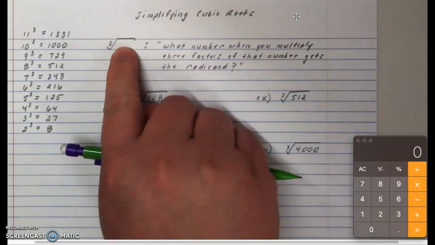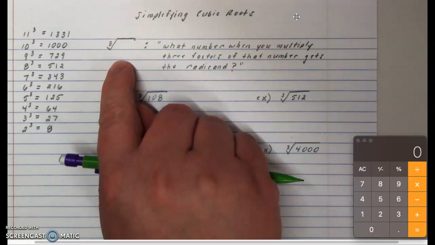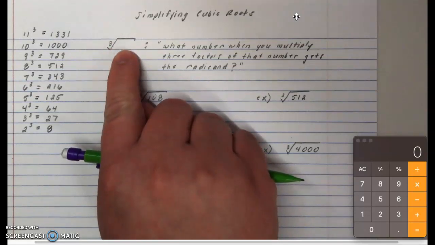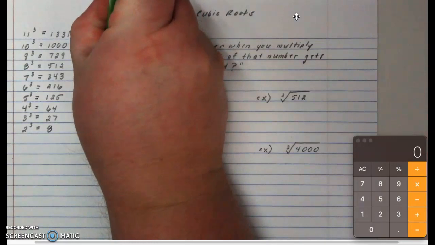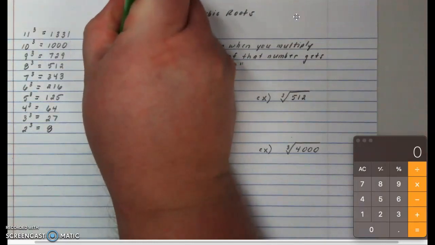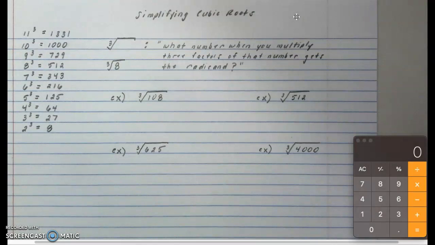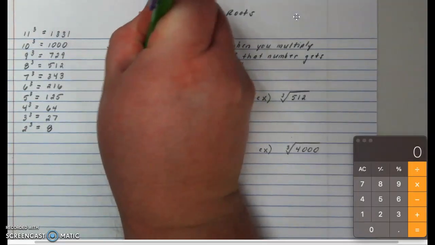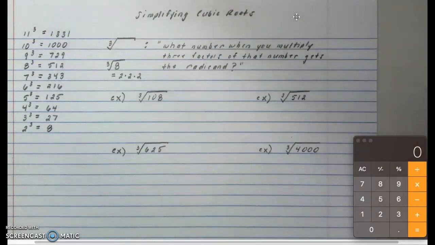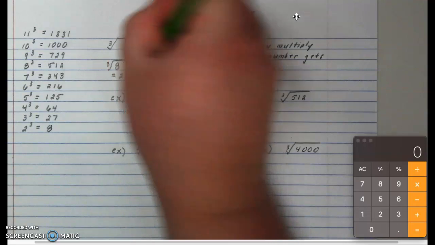Meaning, the number in here, we need to find a number that when you multiply that number by itself, you're going to get that number in there. Okay. So for instance, a pretty common and easy one is the cubic root of 8. So what number times itself gets you 8? Well, 2 times 2 times 2 gets you 8. So the cubic root of 8 would just be 2.